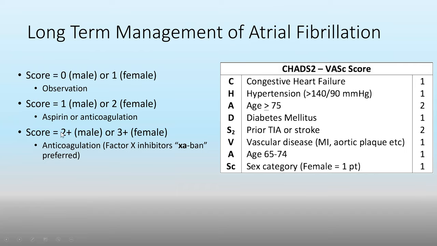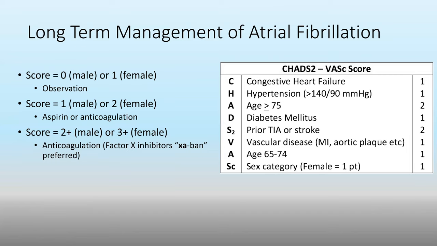And then 2 or more is indicative of a high risk of sending clots, because a static atrial chamber, the left atrium, contracting in an irregular pattern causes stasis, which can cause clots. So this is when you would need long-term anticoagulation. So typically the factor 10 inhibitors, which all end in -xaban, so it's inhibiting the factor 10, are the preferred choice for anticoagulation in this situation.